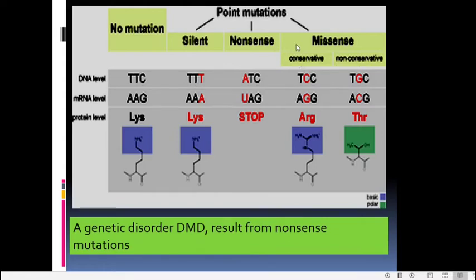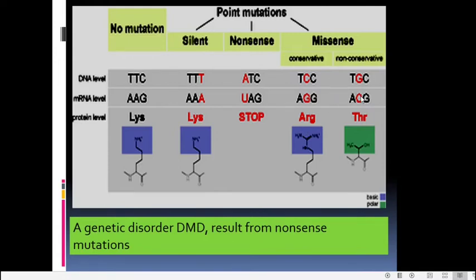Then we go to missense mutation. Here also you can see substitutions. That is TTC. This T has been substituted by C, and the mRNA transcript will be AGG instead of AAG. And this AGG will code for arginine instead of lysine. So this type of mutation is called a missense mutation, where one amino acid is replaced by another. Sickle cell anemia is an example.